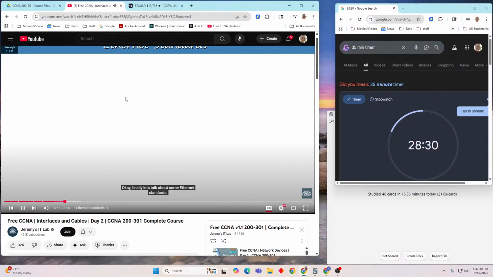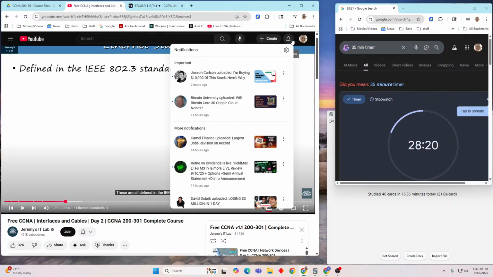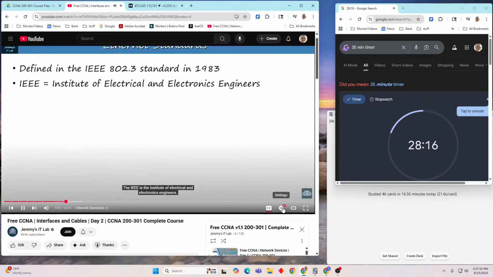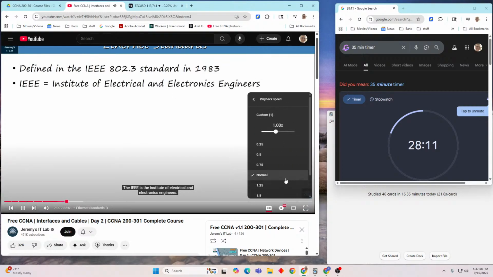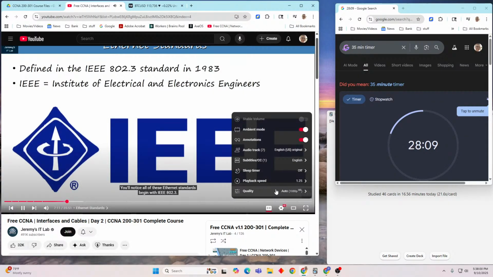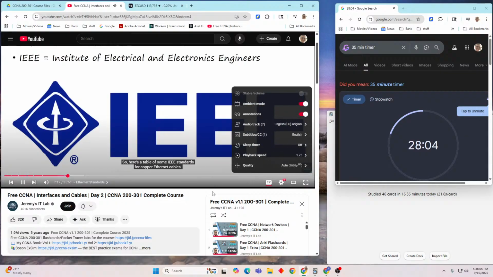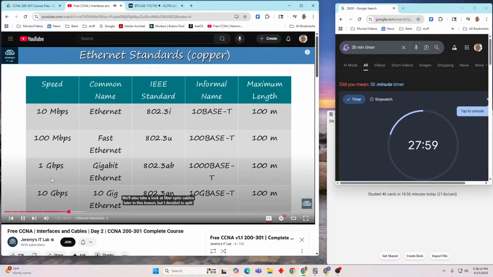Okay, finally, let's talk about some Ethernet standards. These are all defined in the IEEE 802.3 standard. The IEEE is the Institute of Electrical and Electronics Engineers. You'll notice all of these Ethernet standards begin with IEEE 802.3. Let's take a look. So, here's a table of some IEEE standards for copper Ethernet cables. We'll also take a look at fiber optic cables later in this lesson, but I decided to split them up.